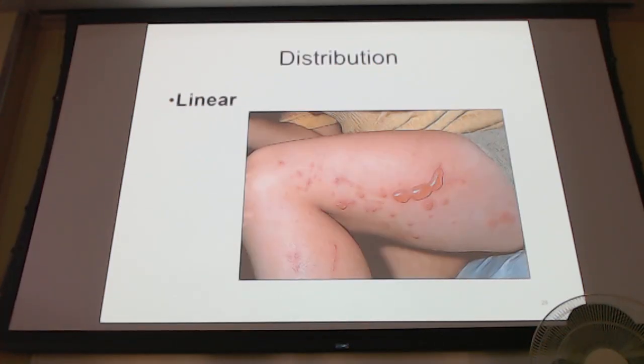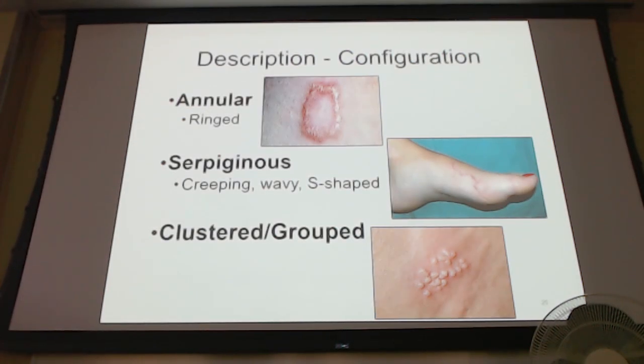Poison ivy, linear, right? That's contact that has happened at that area, and so that is the manifestation that stays in that area. So linear. Annular, fungal, right? So we can see that ringed. We can see serpiginous, so you've got that wavy, creeping. We can see that with those there.